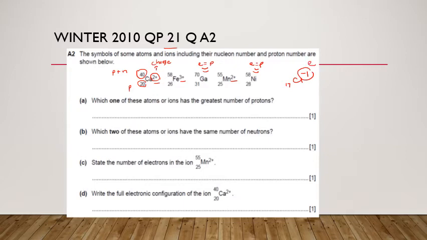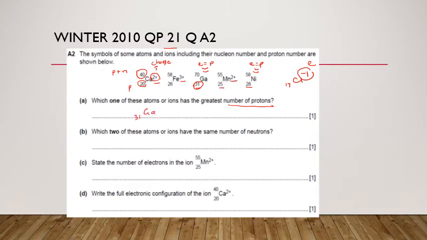Which one of these atoms or ions has the greatest number of protons? The greatest number of protons can be referred to as the highest atomic number. So we can compare these and find that gallium has the most, with 31 protons.